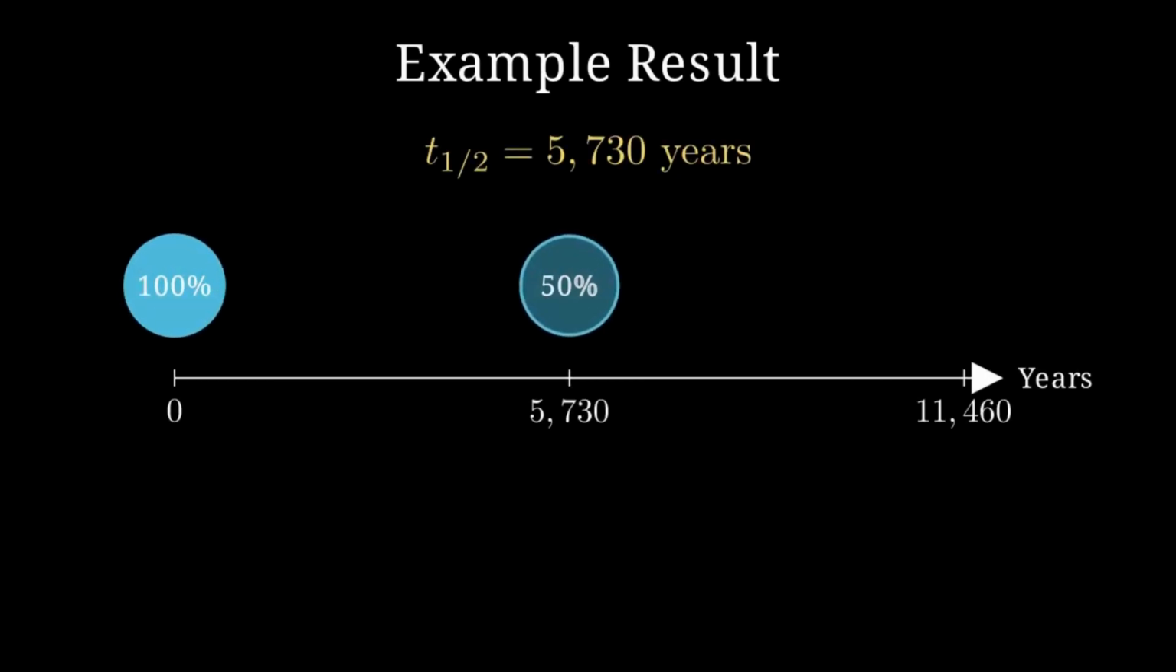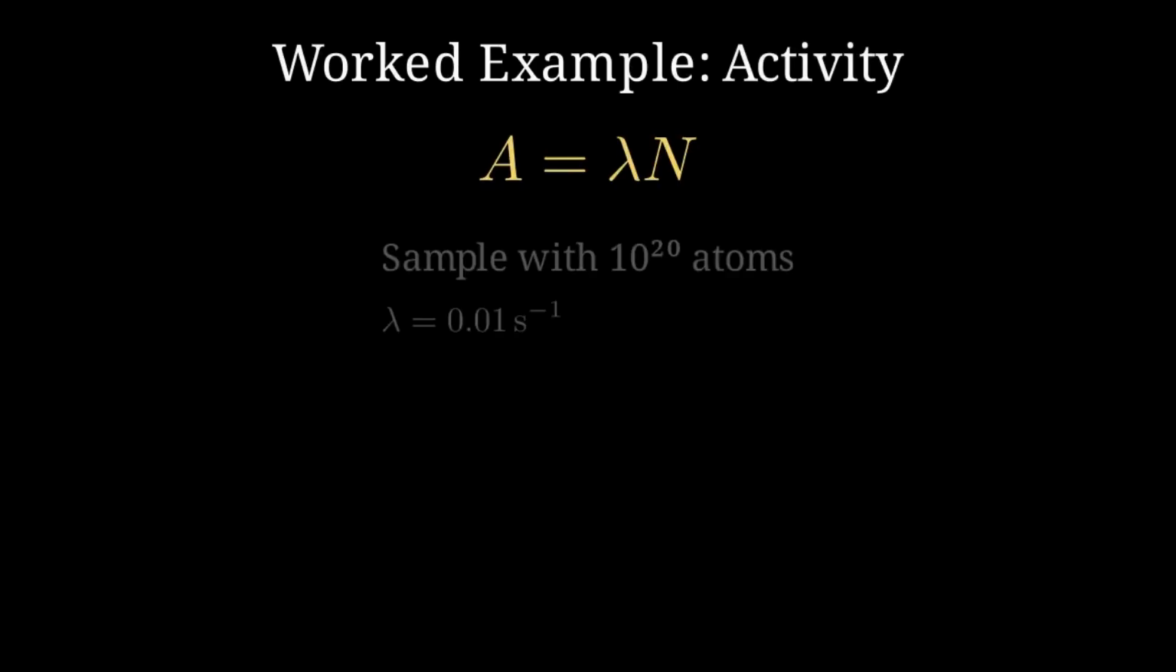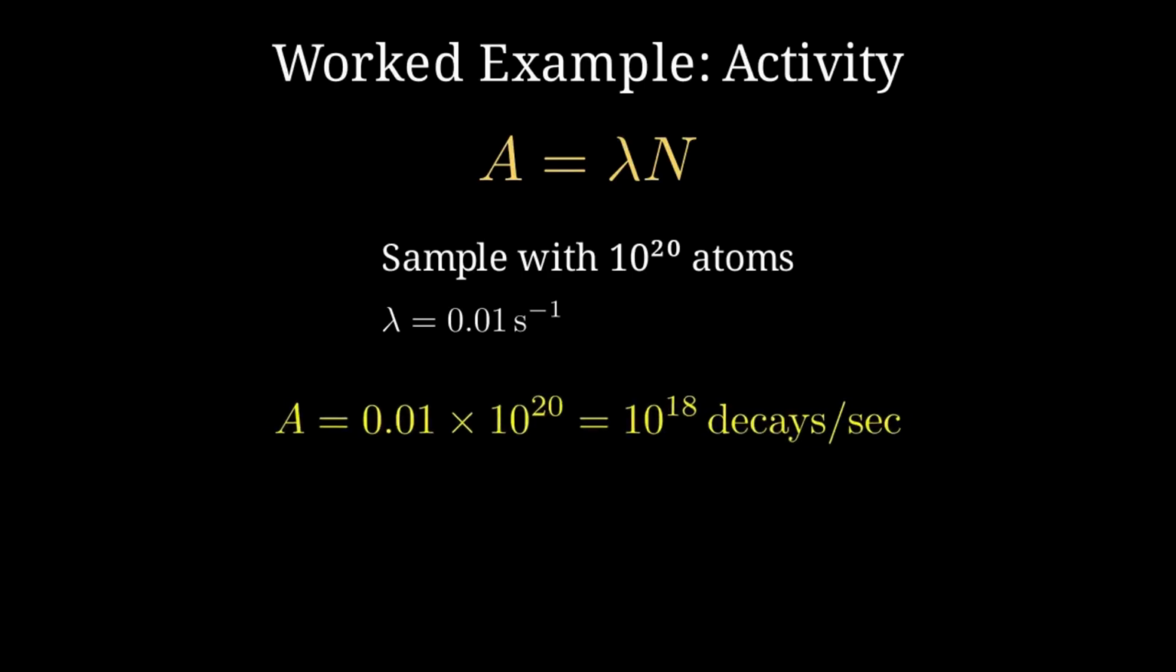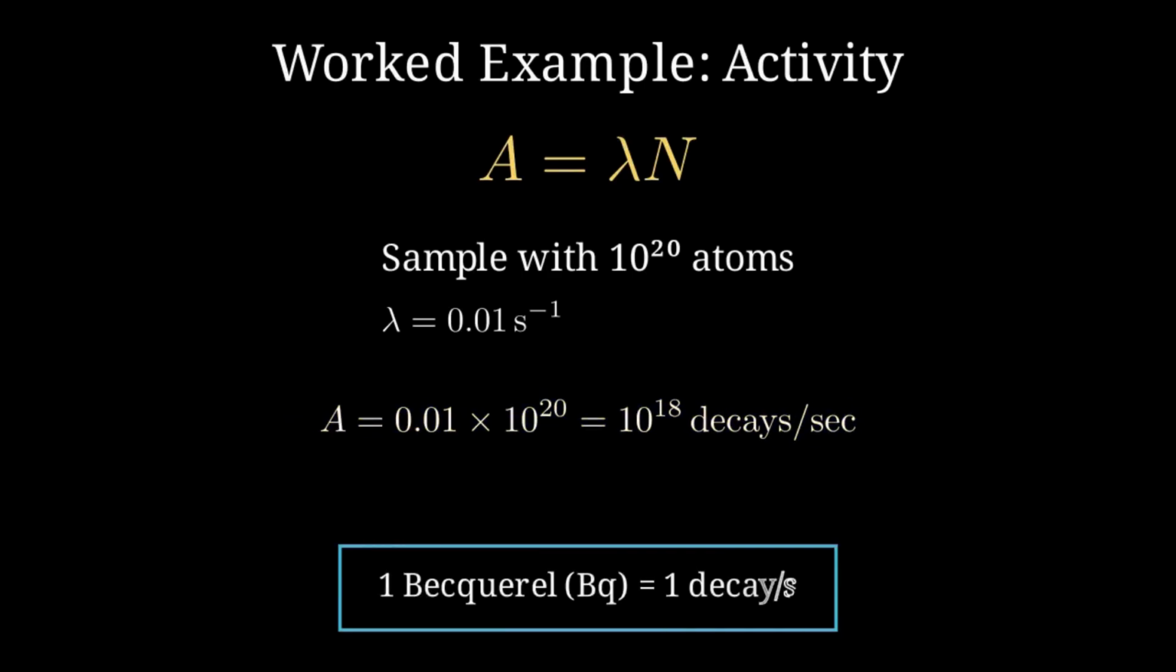After this period, half the carbon-14 is gone. After another 5,730 years, only 1/4 of the original amount remains. We can also calculate the activity, which is the number of decays per second. By multiplying the decay constant by the total number of atoms, we find the activity in becquerels. This tells us the current strength of the radiation source.